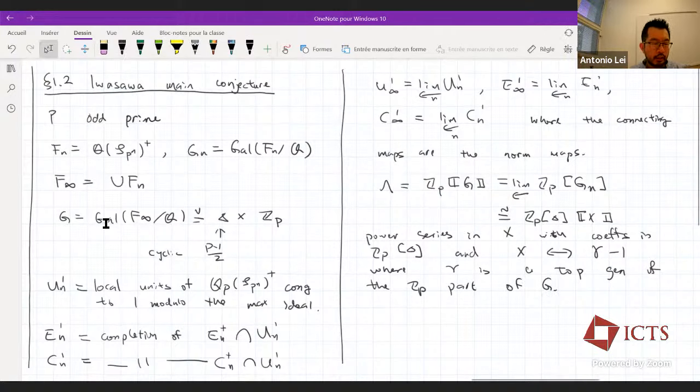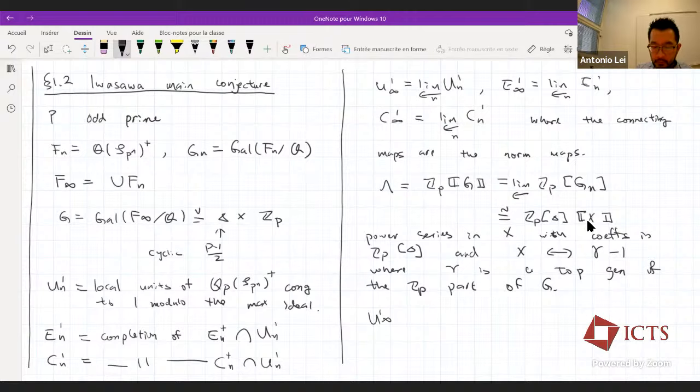Right. So remember, G here is this product. We have a finite group and a Zp, and so when you look at this Iwasawa algebra, you would have this delta coming in as some coefficients, and then once you fix the generator for the Zp part, you can identify all the elements in here as power series in X, where X can be identified with gamma minus 1.